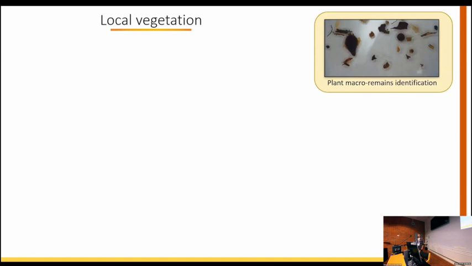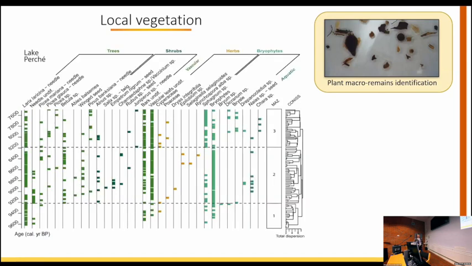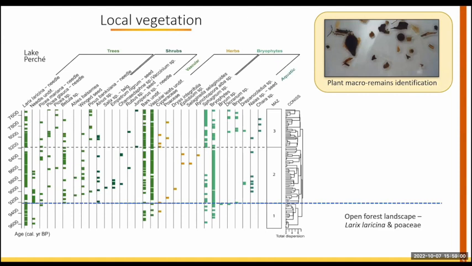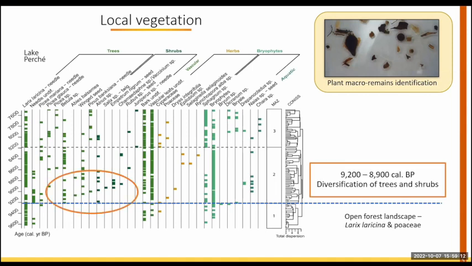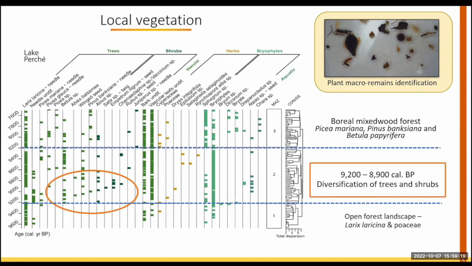So we used plant macroremains, and here are my results. As we can see, we can identify three zones. The first corresponds to an open forest landscape, because we found some Laurentide, some boreal, and also some heliophytes. It was followed after around 9,200 years by a diversification of trees and shrubs. And then after the drainage of Lake Ojibway, we found a boreal mixedwood apparently dominated by Picea mariana, Pinus banksiana, and Betula papyrifera.